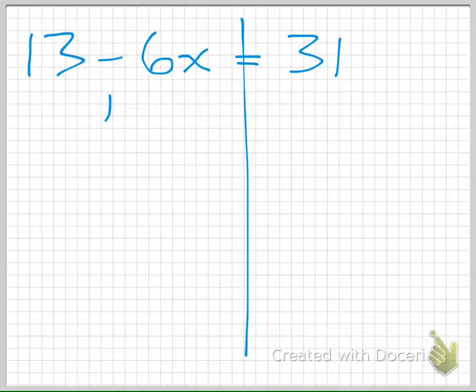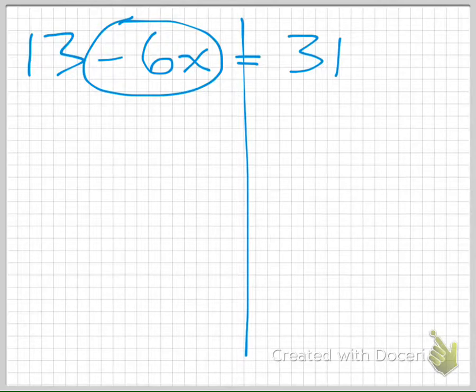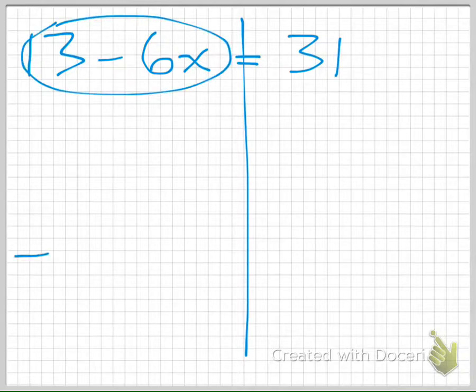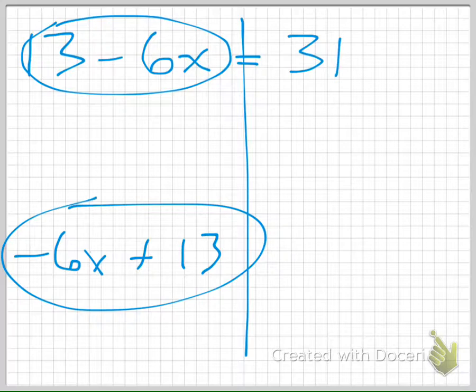No. That negative 6 is doing what? What's the negative 6 doing to the x? Multiplying. So we do him last, right? It's the 13 that's doing the adding. Remember, what's the difference between this and negative 6x plus 13? What's the difference between those two? I can move things around all I want to, right? I can move them around.